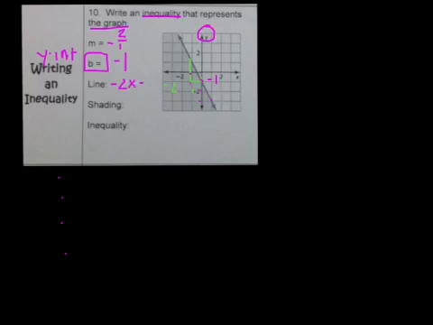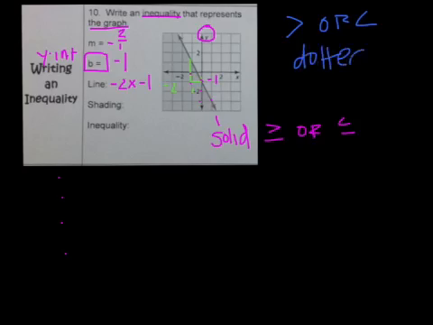-2x minus 1, okay? Now, the thing that you have to notice with this line is that it is solid. So I know my symbol has to be either greater than or equal to, or less than or equal to, because remember, if it's just greater than or less than, that makes a dotted line. Okay, so since this is solid, I know it has to have that or equal to part. Okay, because that's what colors it in.